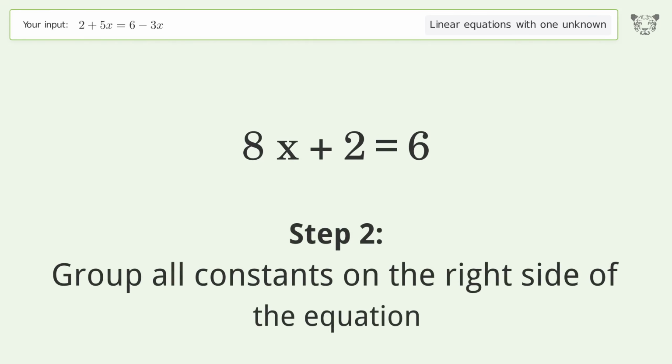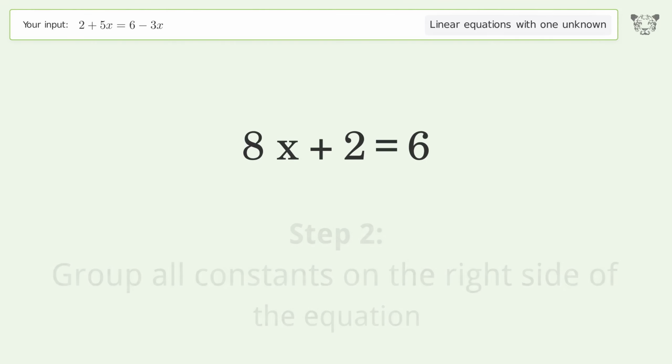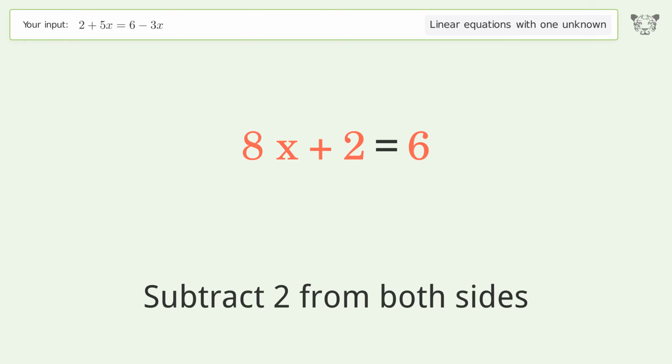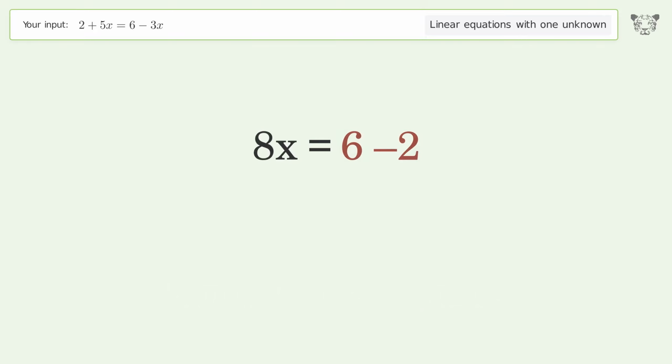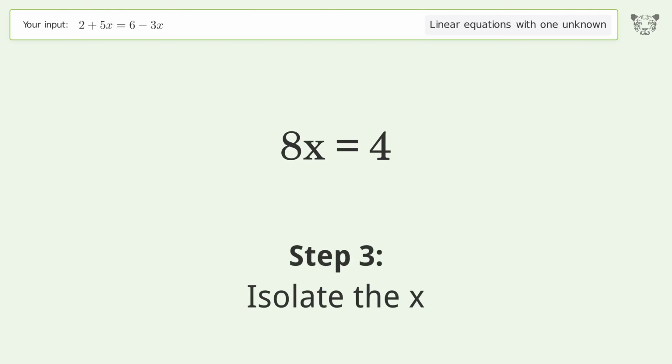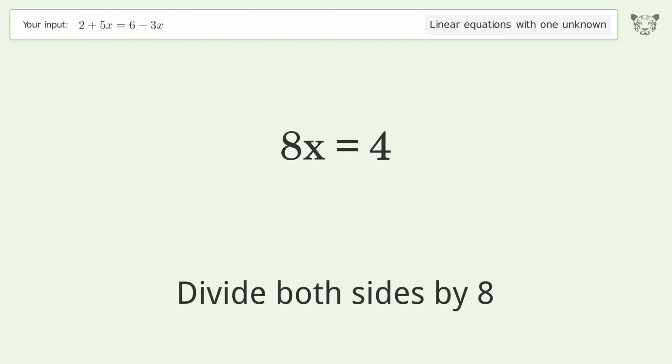Group all constants on the right side of the equation. Subtract 2 from both sides. Simplify the arithmetic. Isolate the x. Divide both sides by 8.